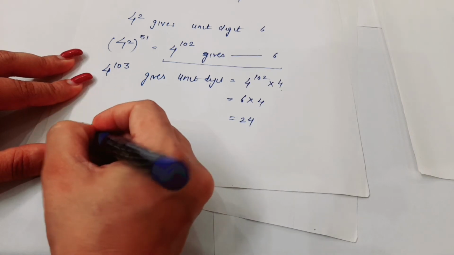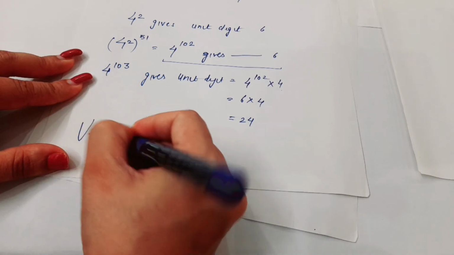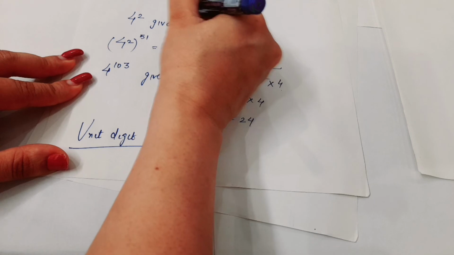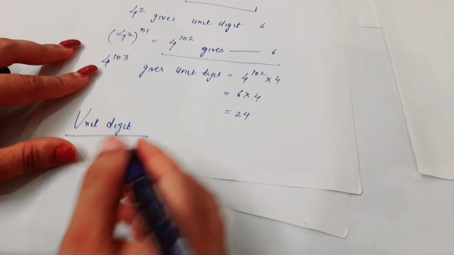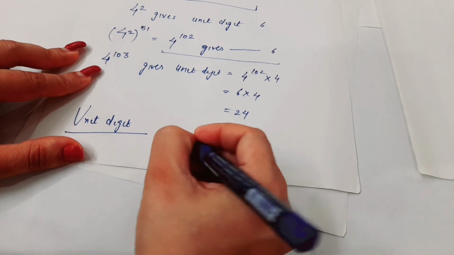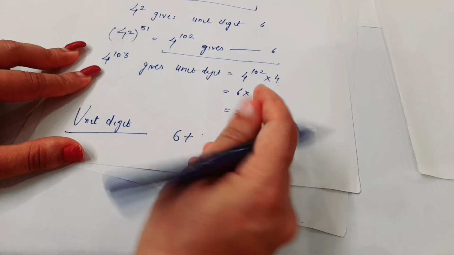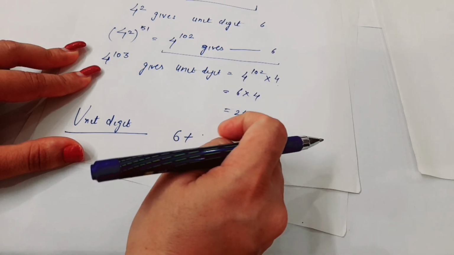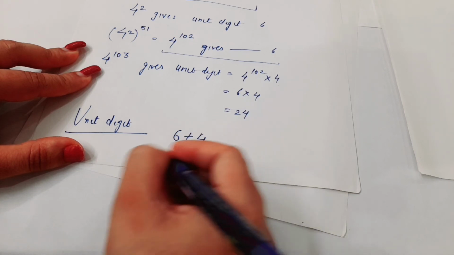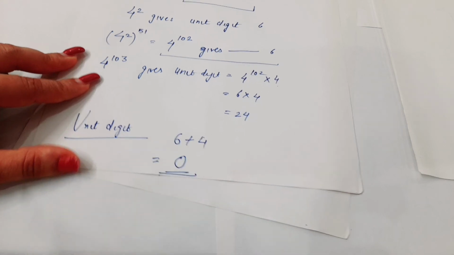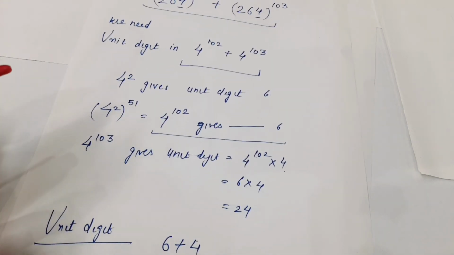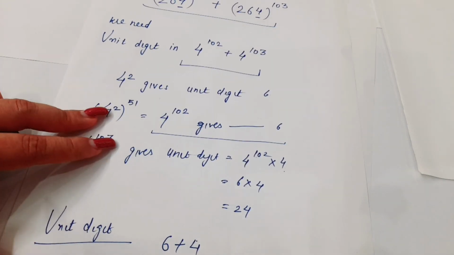so unit digit in this sum 4 raised to power 102 plus 4 raised to power 103 will be equal to 6 plus, and this is giving 4, so 6 plus 4, unit digit will be 0. 6 plus 4 is 10, but we need to see only unit digit, so unit digit will be 0.